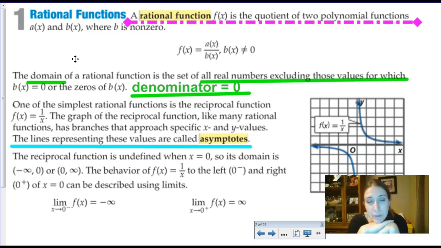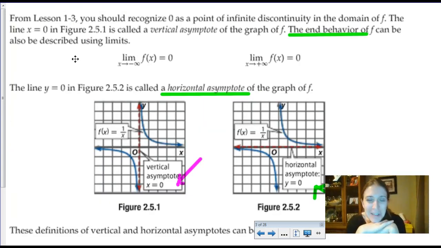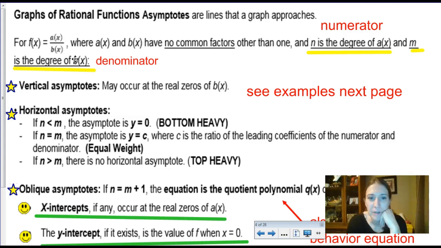We're going to have to do a little bit of long division coming up where we have to figure out what are called oblique asymptotes. So it's going to get good. So lots of vocab coming up. Let's talk about how we find everything.